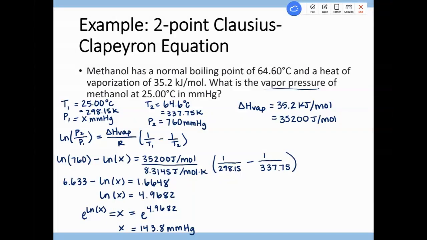One more thing to conceptually think about is if this answer makes sense. So at 64.6 degrees Celsius, the vapor pressure of methanol is 760 millimeters of mercury. We're looking for the vapor pressure at 25 degrees Celsius. So we're decreasing the temperature. We're decreasing the amount of energy those liquid particles have, which should decrease the amount of gas particles in the vapor above the surface of the liquid. So we should have a lower vapor pressure. And we did calculate a lower vapor pressure. So that checks out.